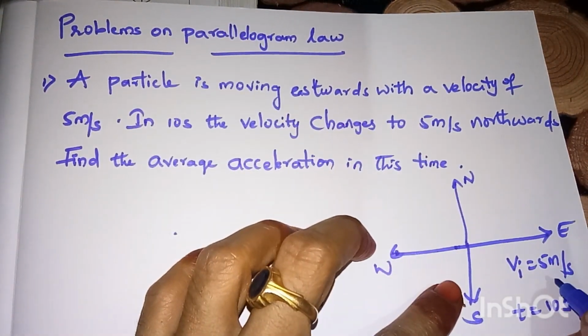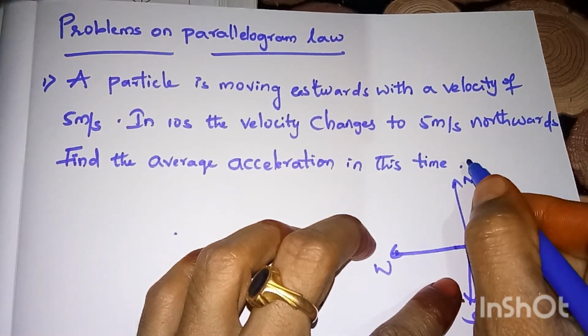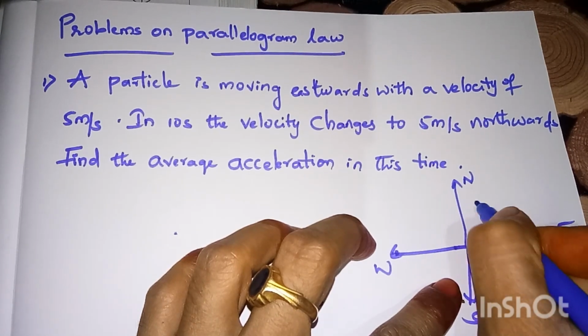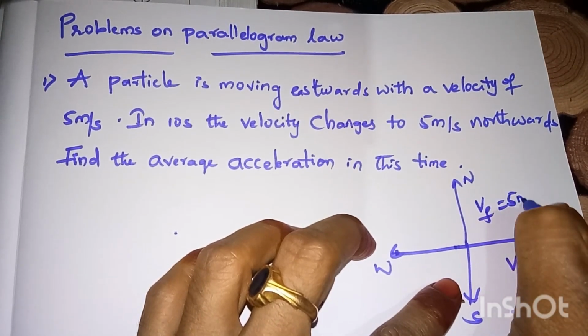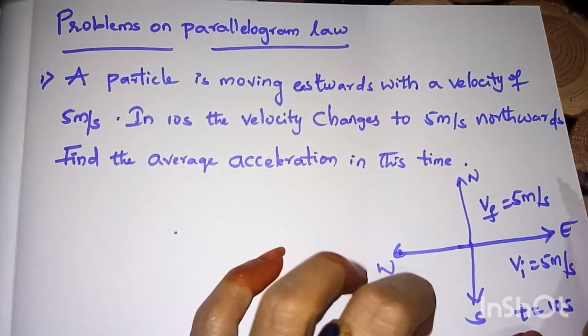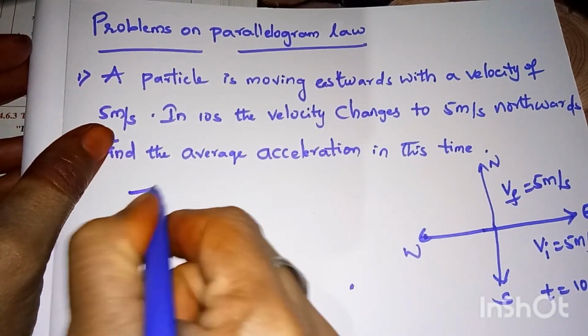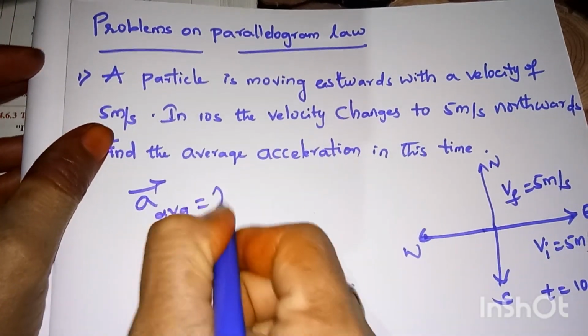First it is moving with a velocity of 5 meter per second. After 10 seconds the velocity changes to 5 meter per second in the north direction, that is Vf equals 5 meter per second. Find the average acceleration in this time. So we should find a bar average.